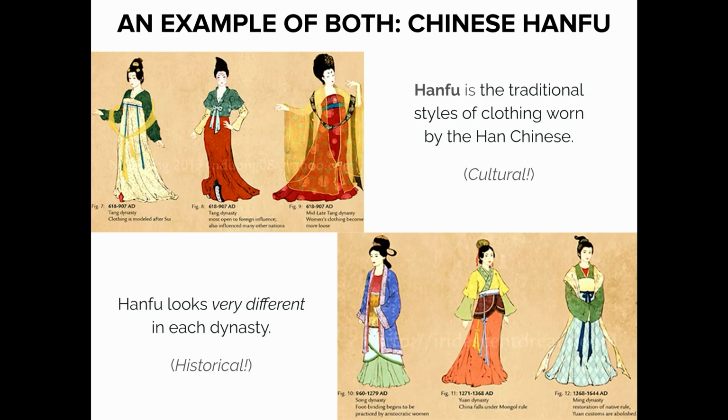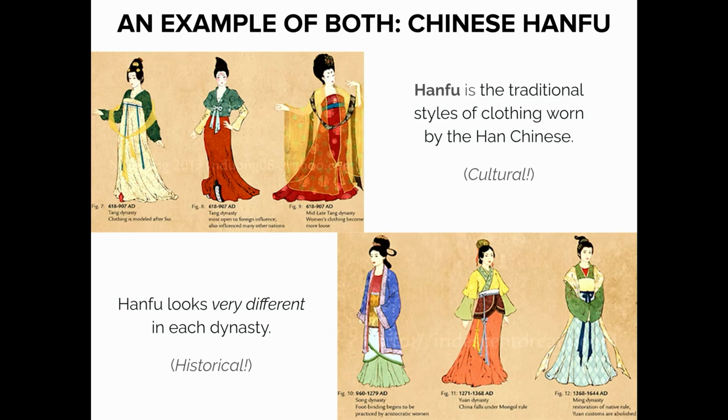But it looks very different in each dynasty. You start up there with the year 618 on the left, and by the time you get to the bottom, you're in 1644. So 1,000 years of history, and you can see stuff changes a lot: where exactly the ties are, how high the neckline is, what the layers over the top look like. But you still have these long flowing skirts, these jacket-y sort of layers, and some kind of tie that holds it together.